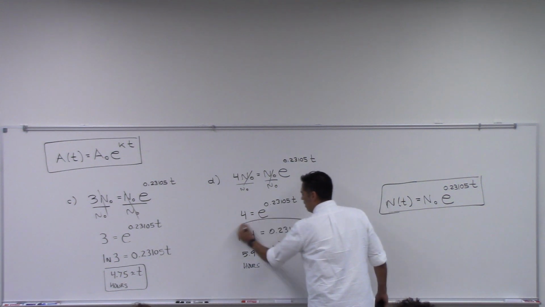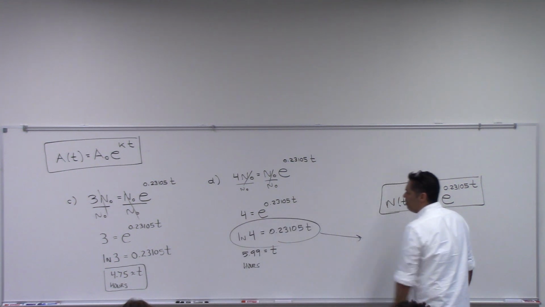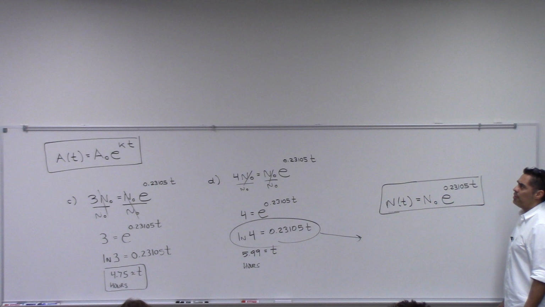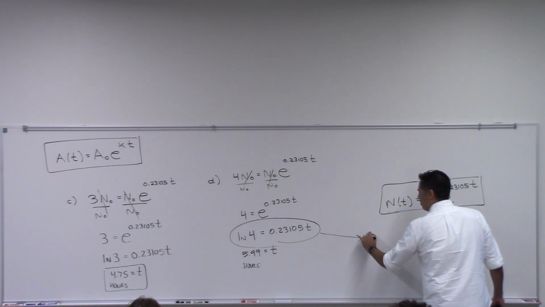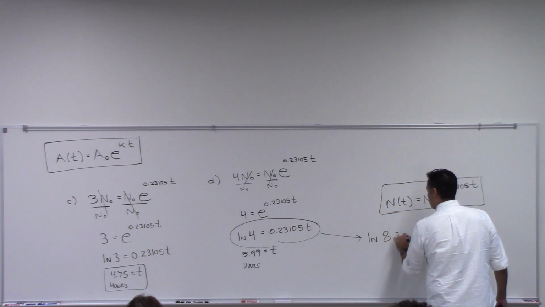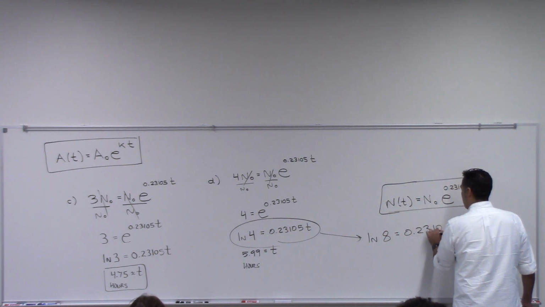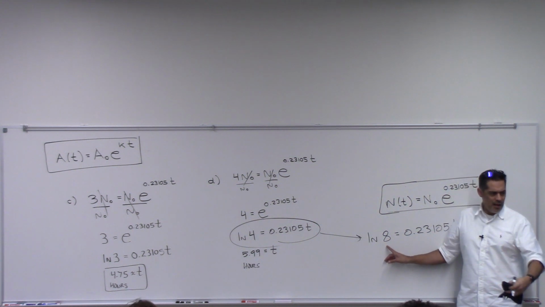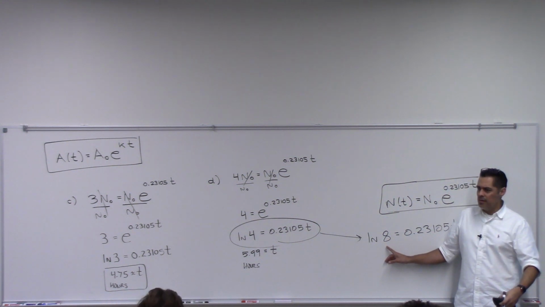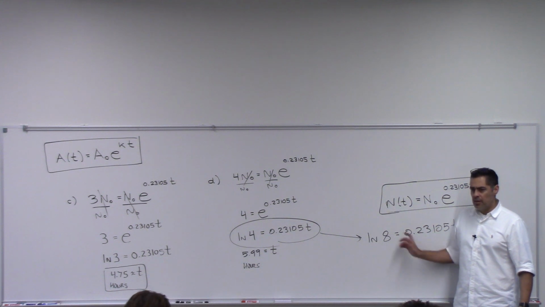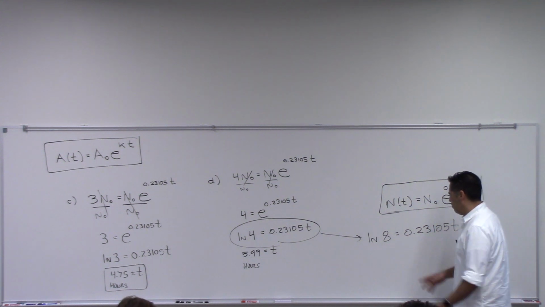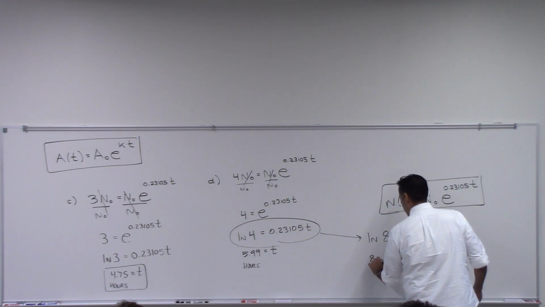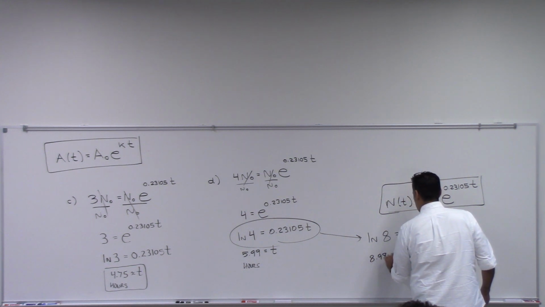Like this right here, if I wanted to know how long it took to double a third time, that means it would be 8 times the initial amount. Wouldn't this just turn out to be natural log 8 equals 0.23105 t? Do y'all notice that this number right here is how many times bigger it is? It's like 8.99 equals t. Yeah.